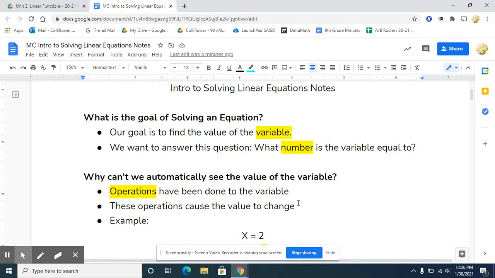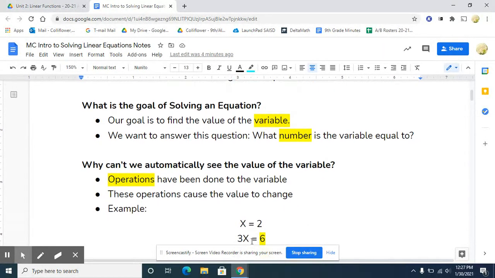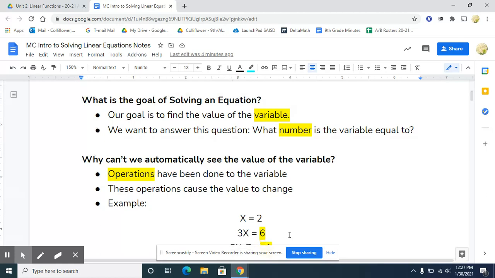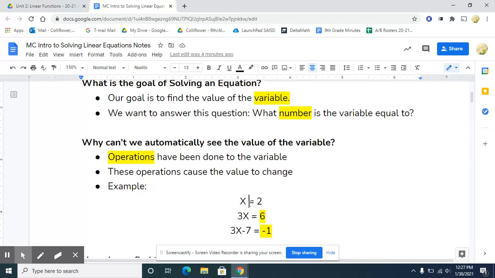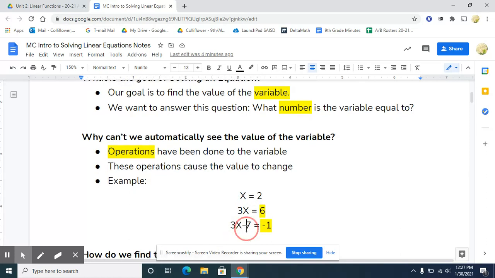We start with a variable x that equals 2, and then we multiply x by 3. Well, now the value of this equation is 6. And then we subtracted 7 from this equation. So now the value of the equation is -1. So this equation here is equal to -1. But remember, x began as a value of 2. And so whenever we're doing these operations to a variable, we are adjusting and we're changing the value.